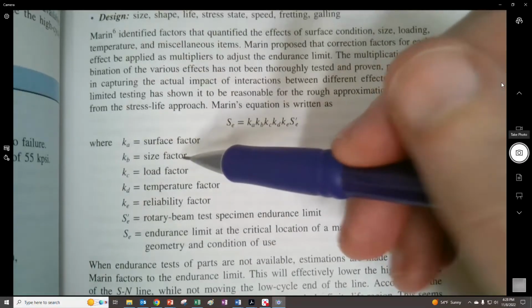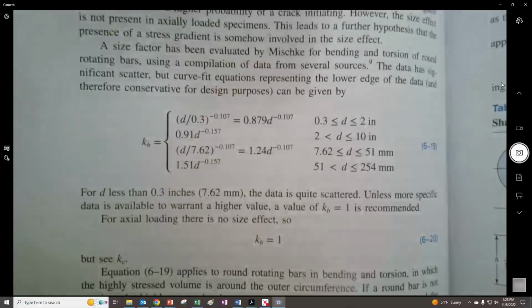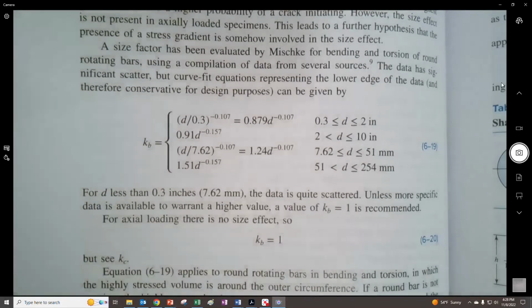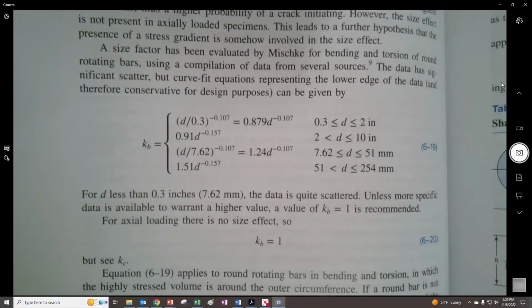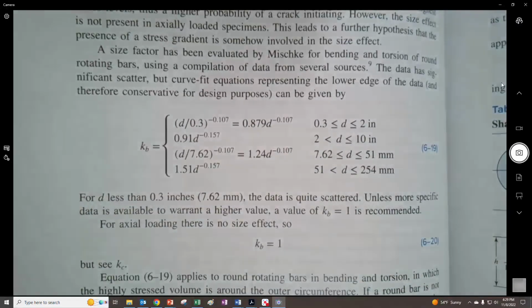We don't know the size factor. That's a problem for us, right? So we could guess though. We could kind of make a guess, or we could treat it as 1. That's always an option for us, that we could treat it as 1, or we could find something in the range that we think it's going to be.